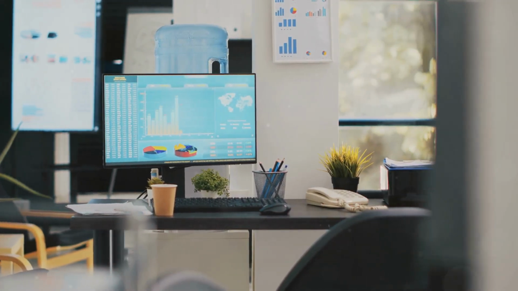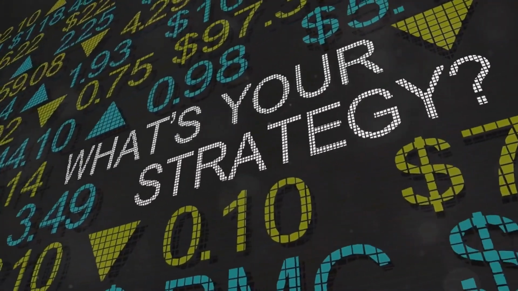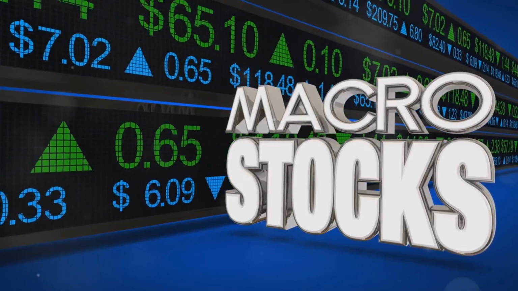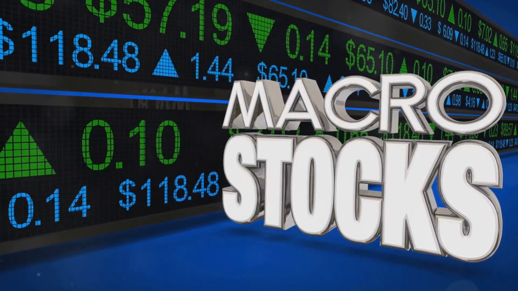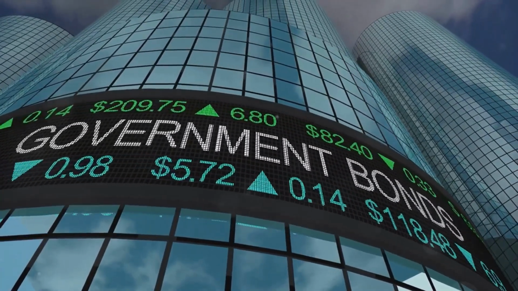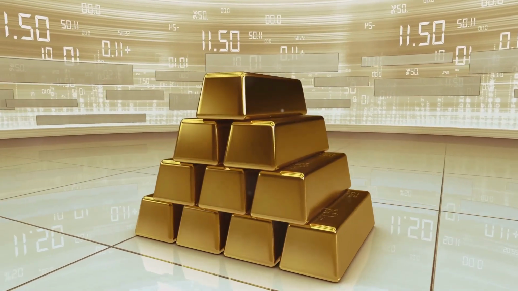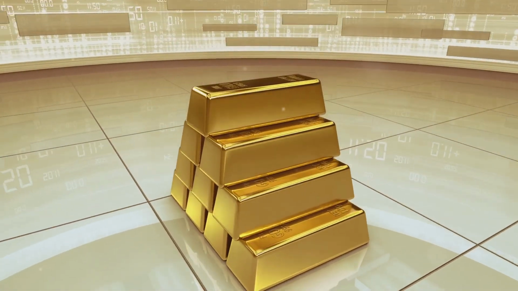Specific investment examples. Let's go through a few scenarios. First, a balanced portfolio. This might include 60% equities split between large cap, mid cap, and small cap stocks with a mix of growth and value, 30% bonds comprising government and corporate bonds for income and stability, and 10% commodities and alternatives like gold, real estate, and other alternative investments for diversification.